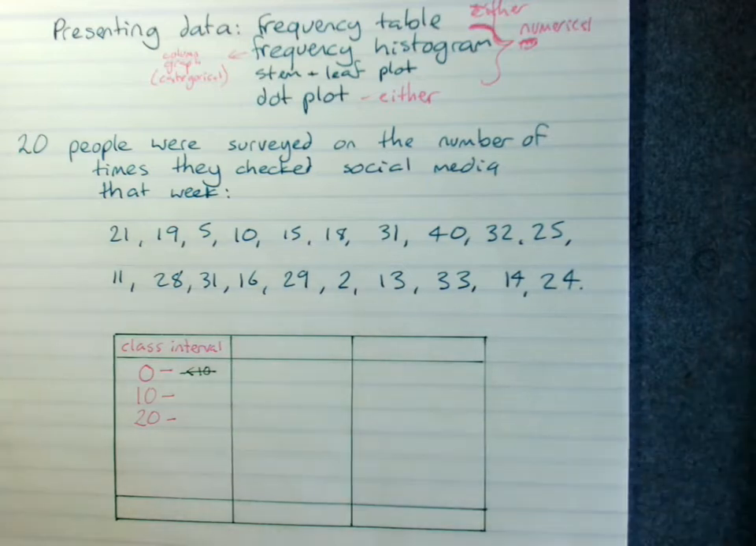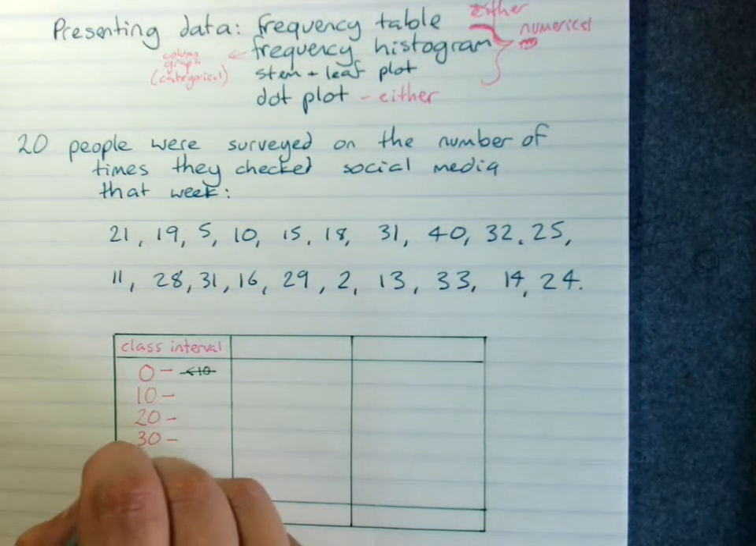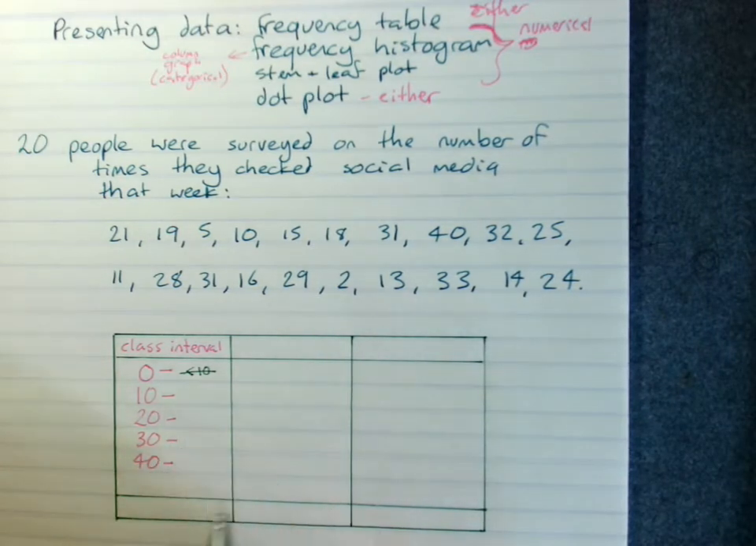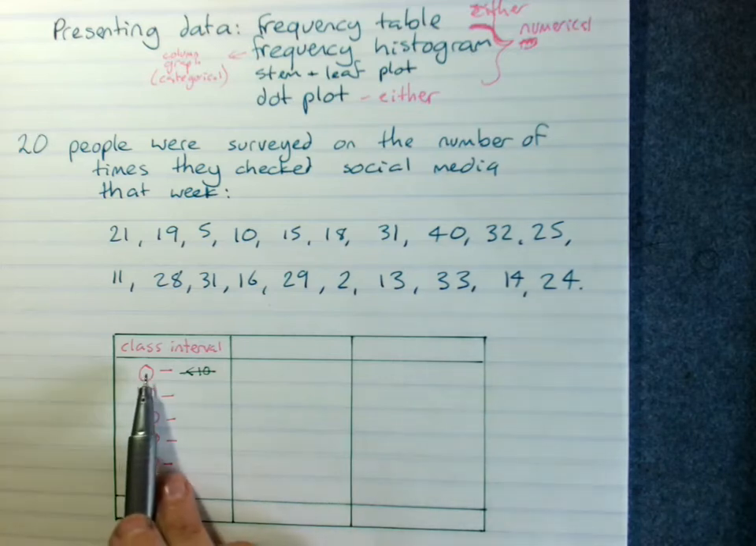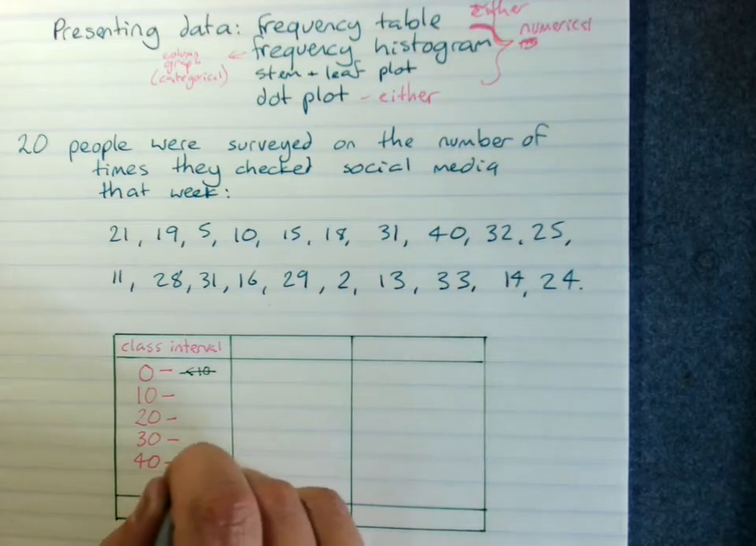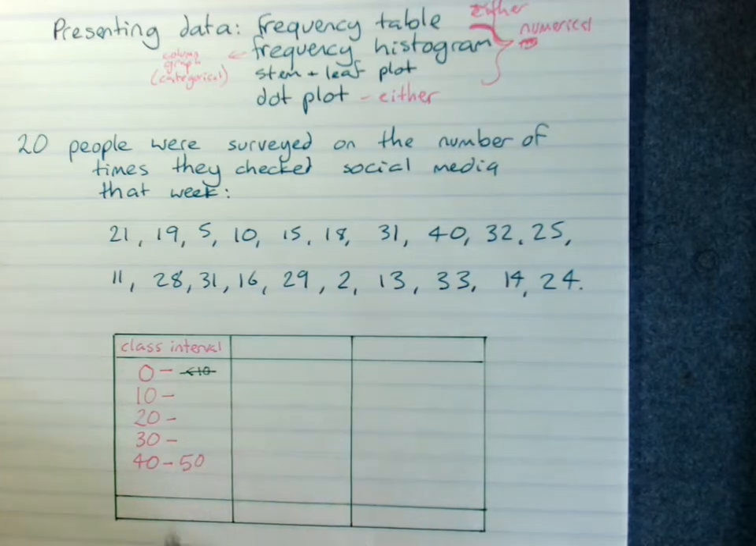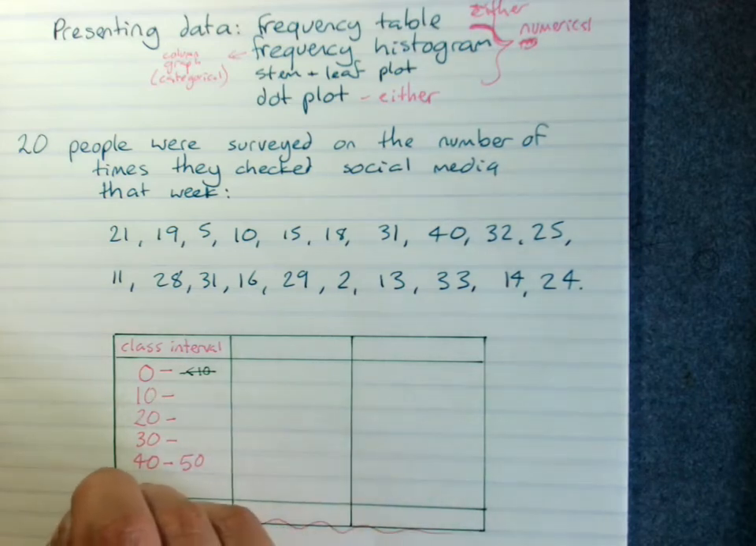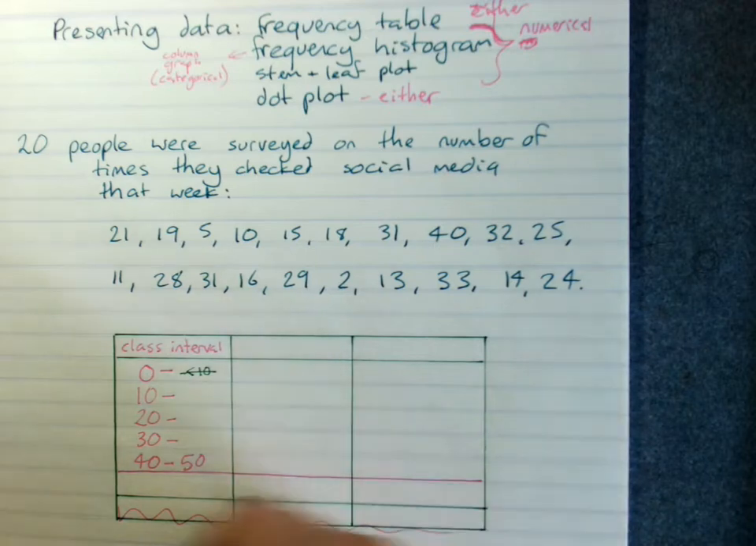And we need to go all the way up to 40. Oh, did I get an extra line here somewhere? 0, 10, 20, 30, 40. 40 to 50. Yep. Sorry, extra line, so let's make this one our total line.